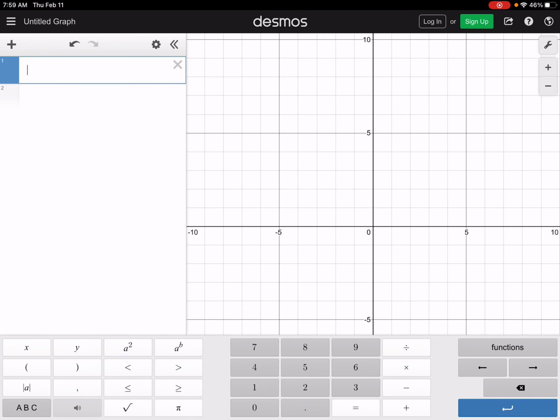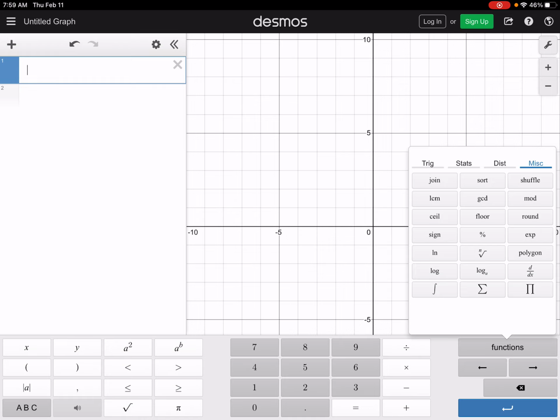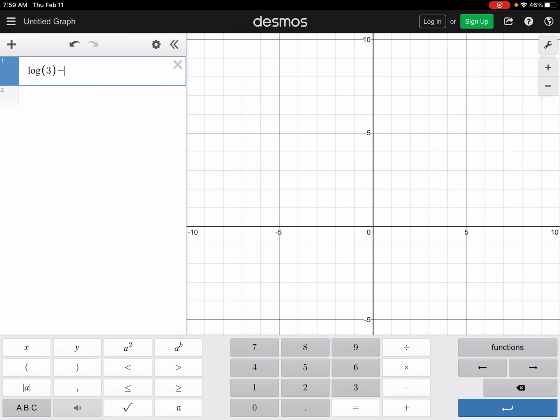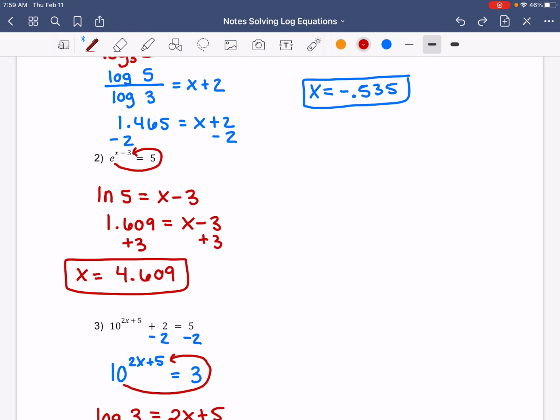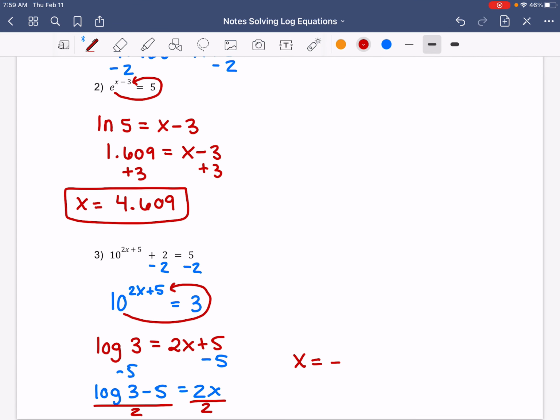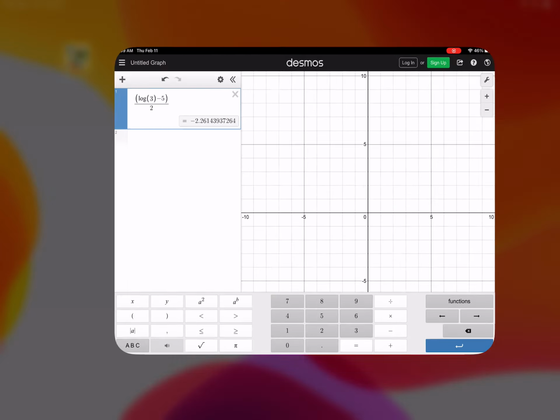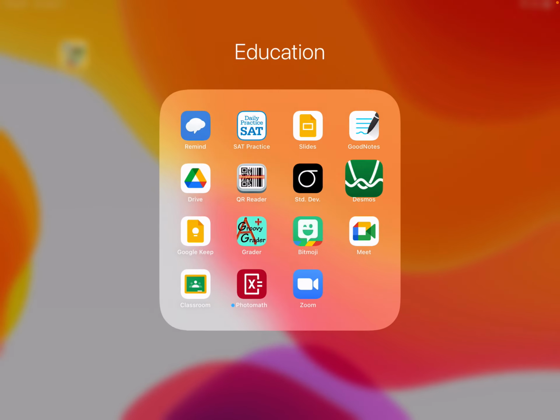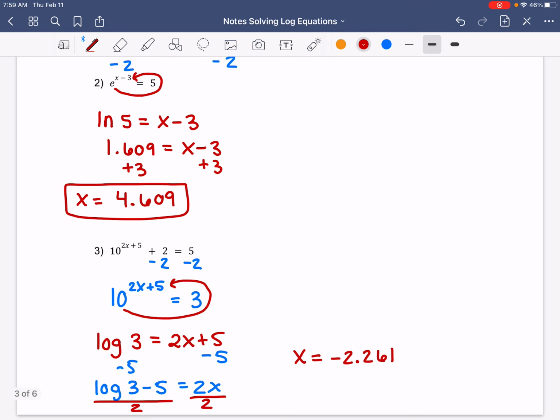So log 3 minus 5. And then I'm going to put parentheses around it so I can do all over 2. So that's negative 2.261. Is that what it was? Negative 2.261. All right, good. And that's just our answer.